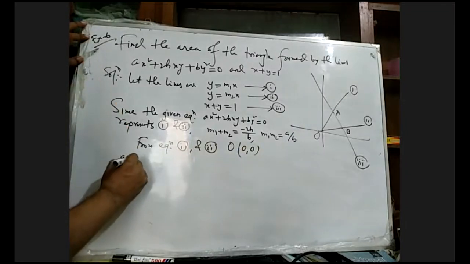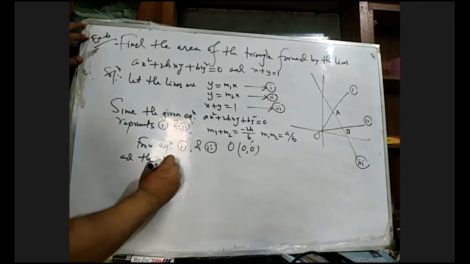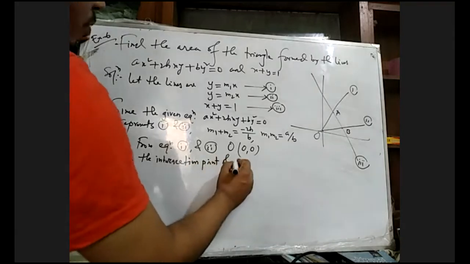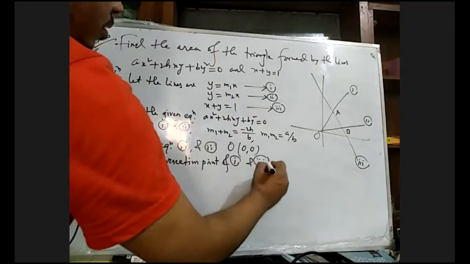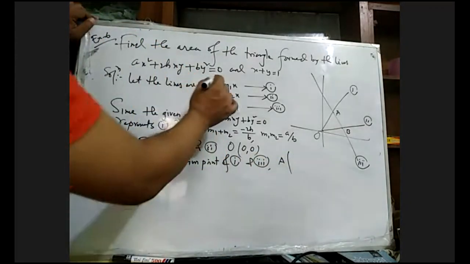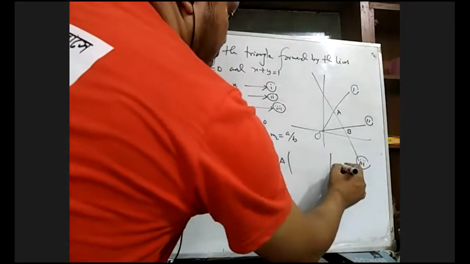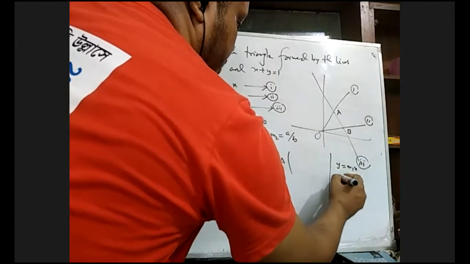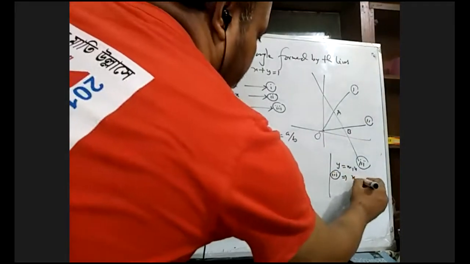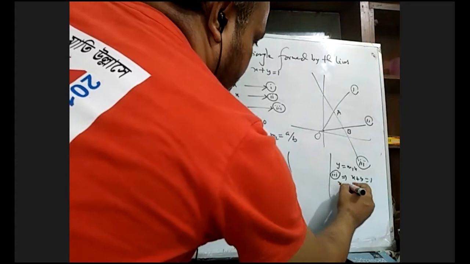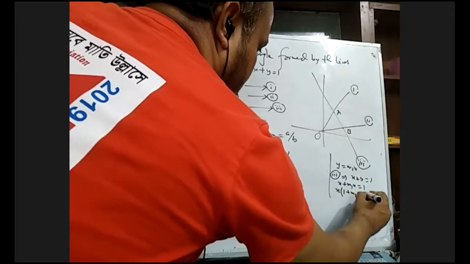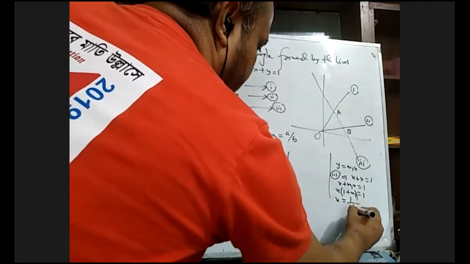And the intersection point of 1 and 3, from 1 and 3, will be the point A. How do we get A? Just putting y equals m1x from 1 into 3, 3 will become x plus m1x equals 1. So x will be common: x times 1 plus m1 equals 1. So x equals 1 divided by 1 plus m1.